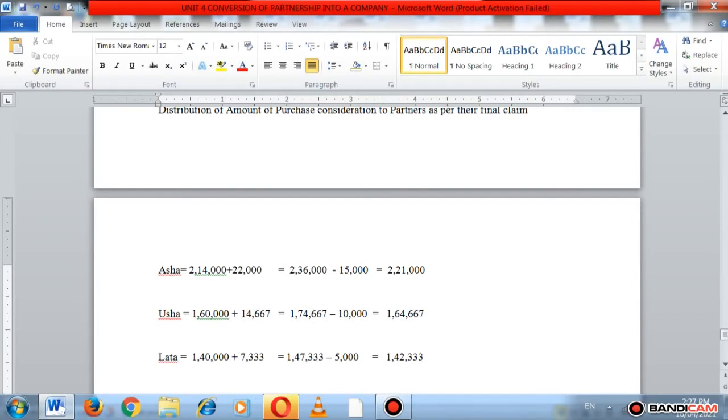Now we compute a ratio. How to compute the ratio? So easy. It is equal to 2,21,000, that is 2,21,000. Here we round up this figure, because it is above 50.